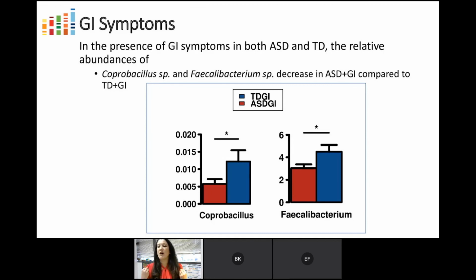Now, really one of our most fundamental questions in this study was, if you took children with autism and typically developing children who had the exact same GI symptoms, could we still differentiate between the two? And the answer here is yes. As you see here, a couple of examples of significant decreased abundance of both Coprobacillus and Faecalibacterium in our ASD plus GI group compared to our TD plus GI group.